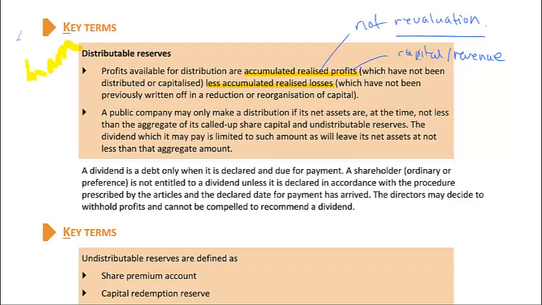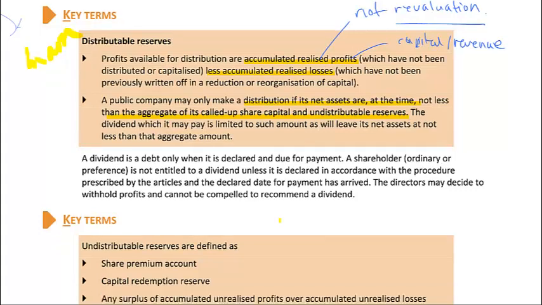Now, for a public company, there's an extra rule. And again, you just need to learn this rule. It says that a public company can only make a distribution if its net assets are not less than the aggregate of its called up share capital and its undistributable reserves. Now, that might sound a little bit like gibberish to you, but what it basically means is if you have a negative revaluation reserve, so you know that there is a loss that's going to hit the company at some point in the future, you have to take that into account. Okay, so it means you're only able to pay a smaller dividend.